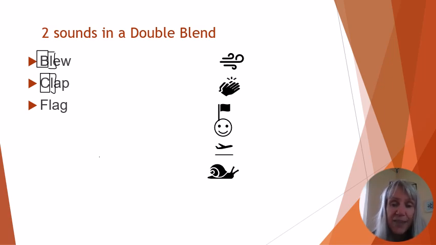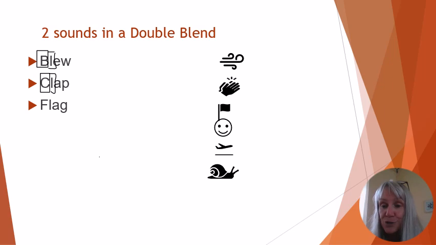The F and the L, two consonants. The F represents the sound, the L represents the little sound. So I would put a sound box around my F and another one around my L. They're making two distinct sounds, and they are represented by two distinct graphemes.